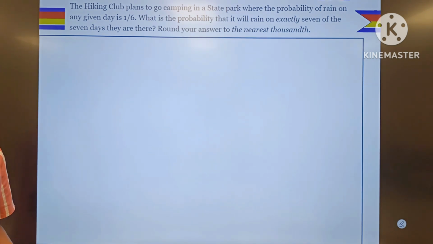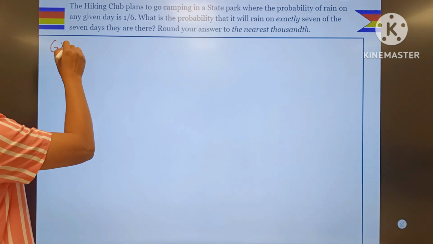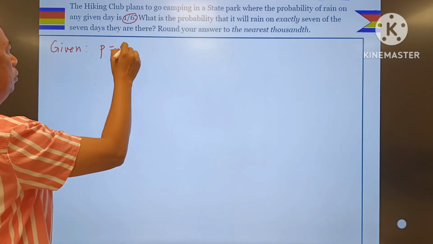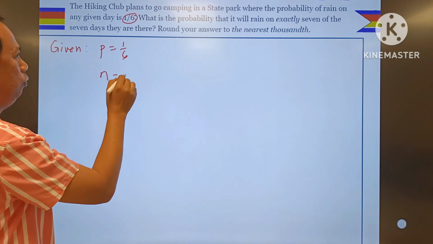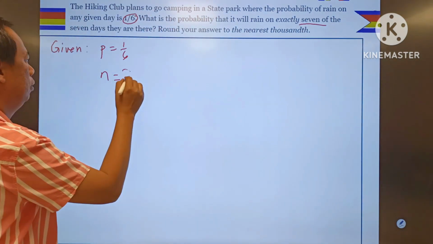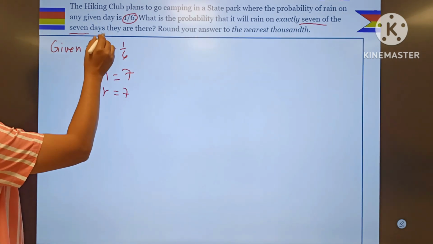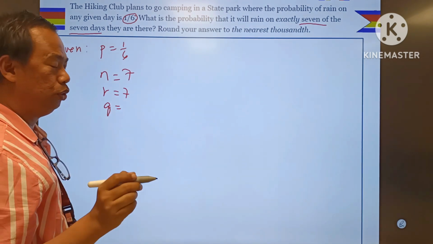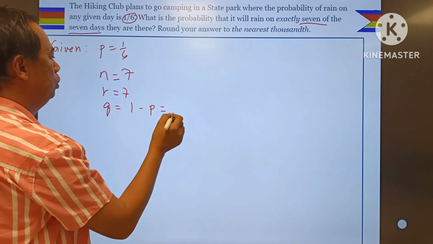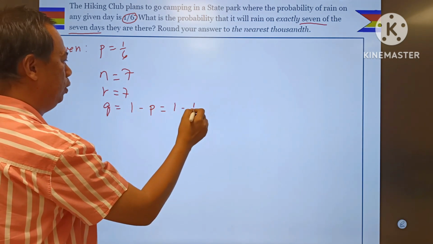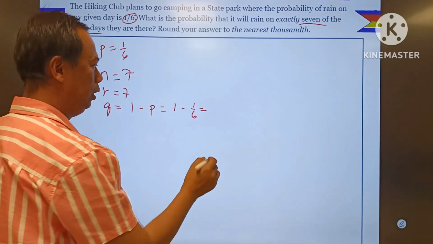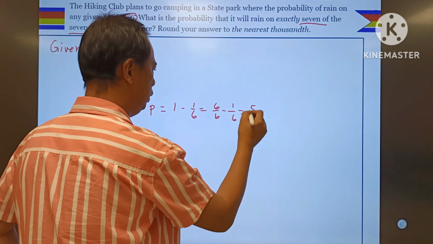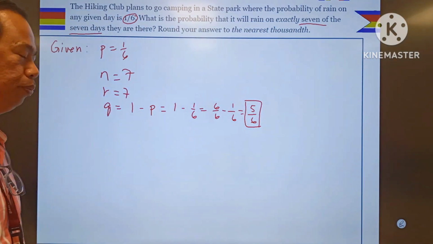The first thing that we do to solve this problem is, of course, write the givens. First, we have 1/6, that's p. Then we have n, which is 7. And r is also 7 because of the 7 days. For q, we have to calculate. We know that q is equal to 1 minus p. So we have 1 minus 1/6. In that case, we have 6/6 minus 1/6, and we got 5/6 as our value for q.